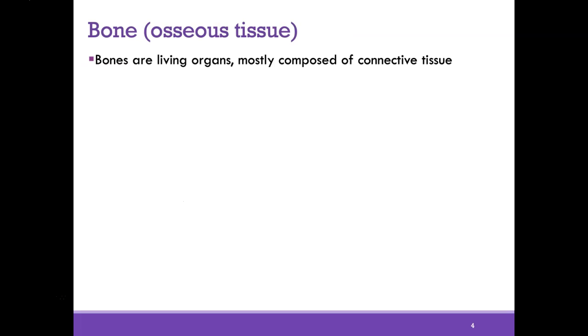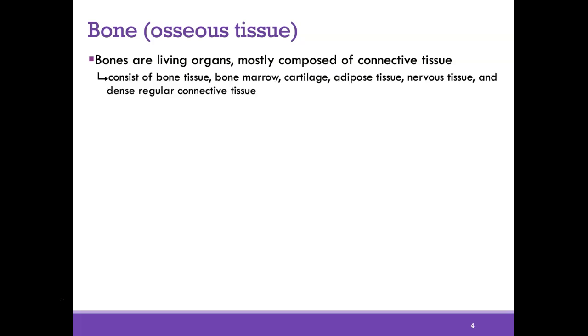So bone is made up of osseous tissue. And bones are not just these brittle, dry, cracked things that we see in the laboratory. They're actually alive. So bones are living organs, and they're mostly composed of connective tissue. Many different types of tissues are found within bone. So we not only have bone tissue, but we have bone marrow, we have cartilage, adipose tissue, nervous tissue, and dense regular connective tissue. So all these different types of tissues we discussed already are found in bone.